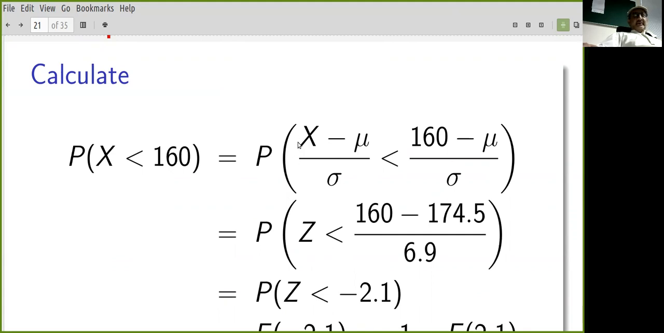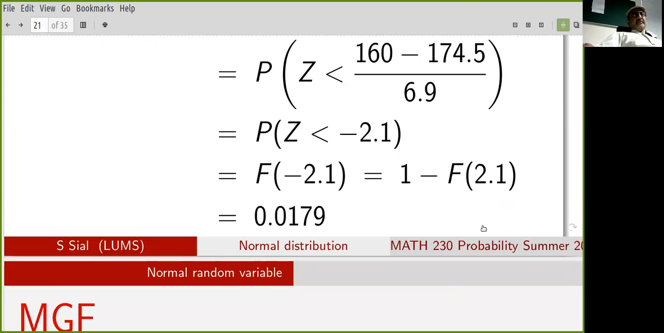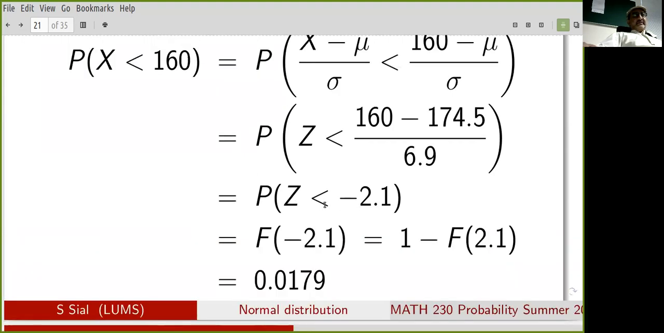Well, if you take a normally distributed random variable, and you subtract off its expectation and divide by its standard deviation, what do you get? You get the standard normal. So this is the probability that the standard normal takes a value less than (160 minus 174.5) over the standard deviation, which is 6.9. So that's the probability that the standard normal takes a value less than minus 2.1.